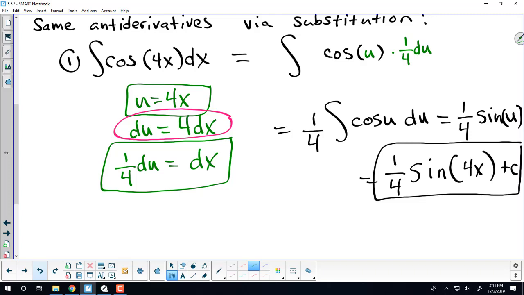So that's the other two that we looked at. It just so happened that when we took the derivative, it was already there multiplying dx in the original integral. So we didn't have to manipulate our substitution or the derivative at all.